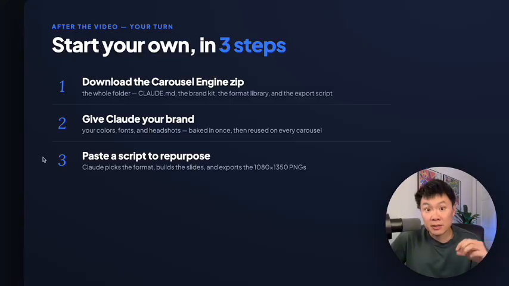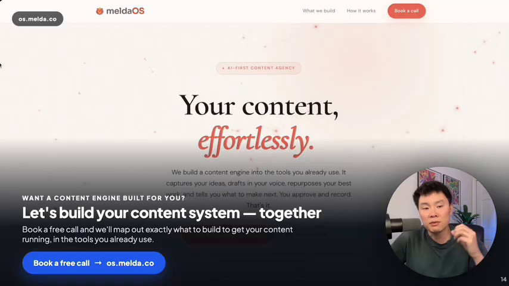And then the third step is simply taking a script from an existing piece of content. It could be a blog post, it could be a script of a short video you've created, and telling Claude to create the carousel.